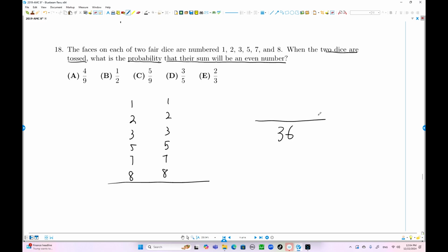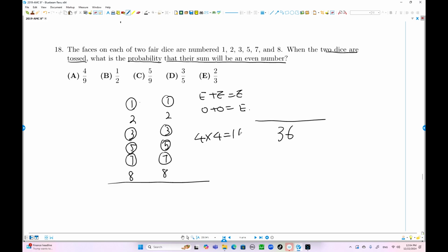What is even? Even plus even is even. Odd plus odd is even, right? That's it. So how many are there? 1, 3, 5, 7, that is 4. Okay, that is the odd numbers, right? 4 and 4. So each one is still even, right? So odd plus odd, how many? 4 times 4 equals 16 numbers there, okay? This is odd plus odd is 16 numbers.